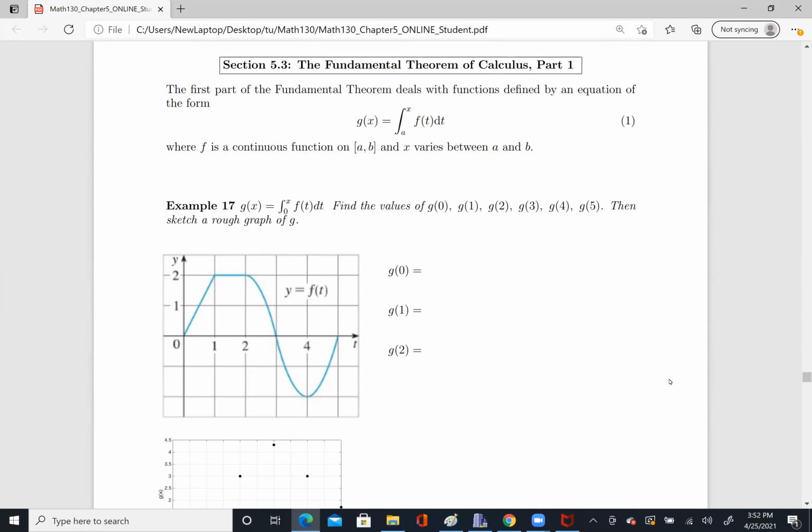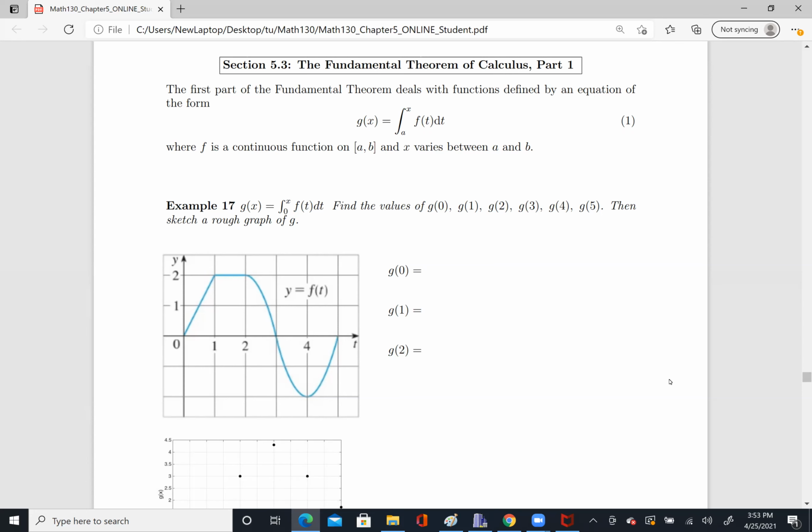The first part of the fundamental theorem deals with a function defined by an equation of the form g of x equals the integral from a to x of f of t dt, where f is a continuous function on [a, b] and x varies between a and b.